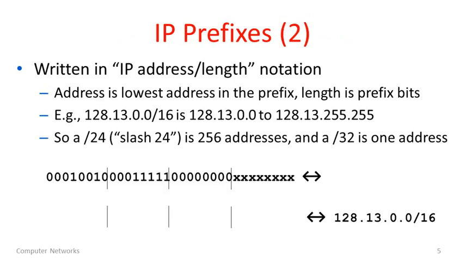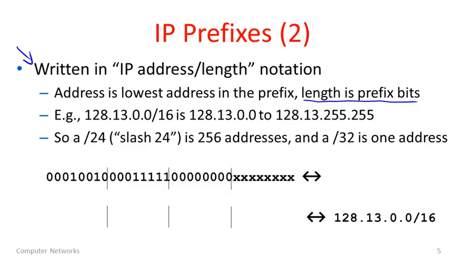We also want a way to write IP prefixes. How are we going to do that? We need a notation. Well, we're going to use this IP address / length notation. The address will be the lowest address in the prefix written in our familiar dotted quad notation, and the length at the end, the / length, will be just the length of the prefix in bits.